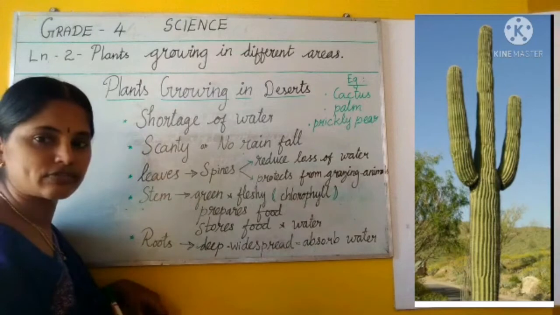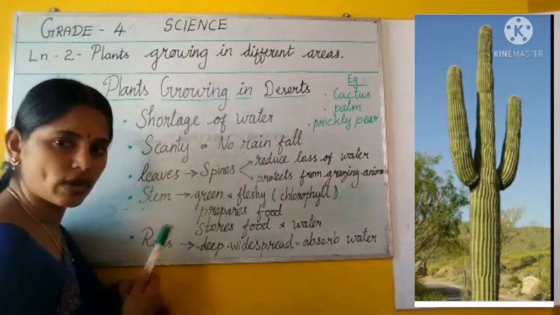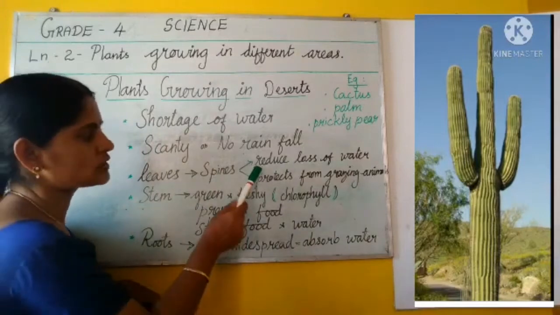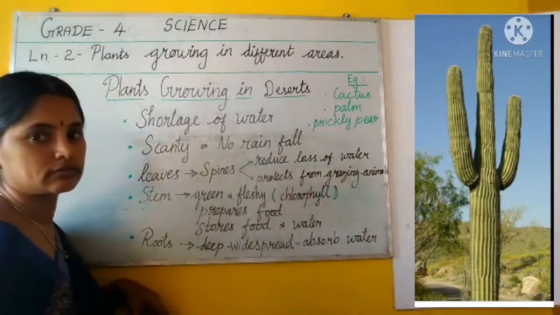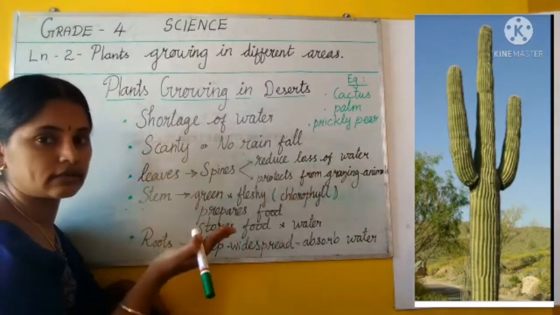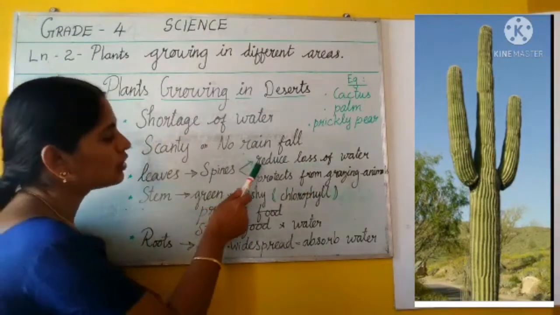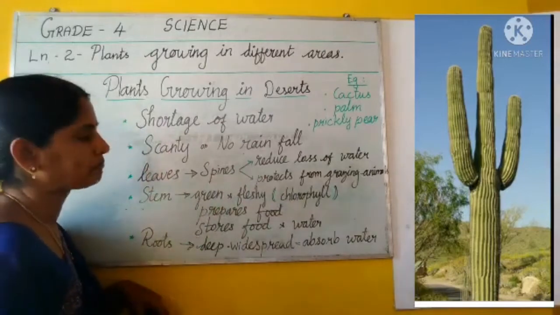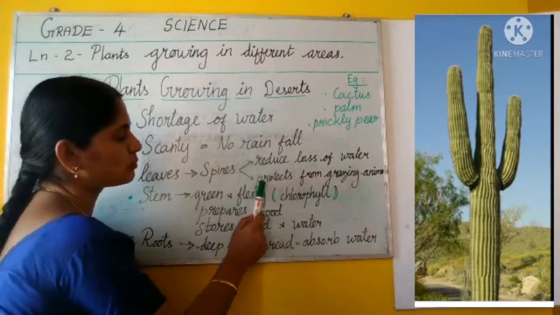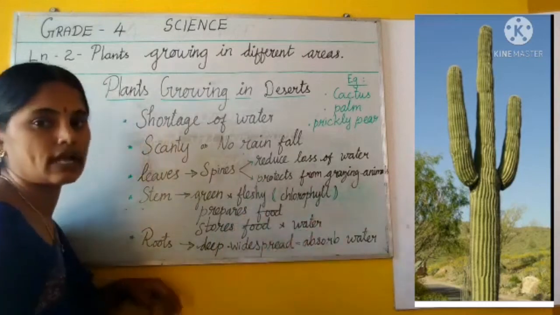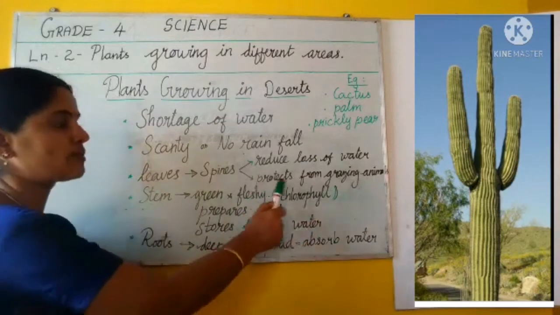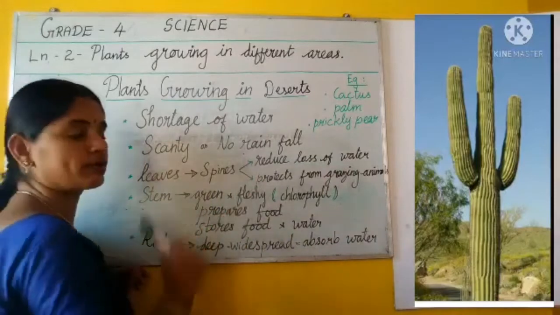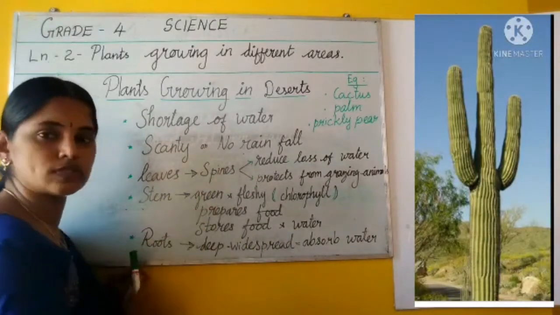What happens to the leaves of the desert plants? The leaf turned into spines. Why did the leaves turn into spines? Because to reduce loss of water. If the leaves are big, the hot sun will dry them. So in order to reduce loss of water, leaves turned into spines. Spines means thorns. And another reason also, it protects from grazing animals. If any animal is there, it would graze on them. So that is why the leaves turned into spines.